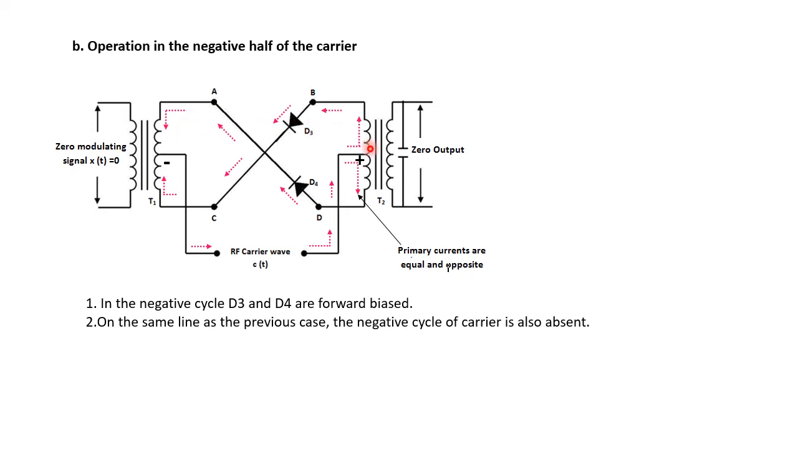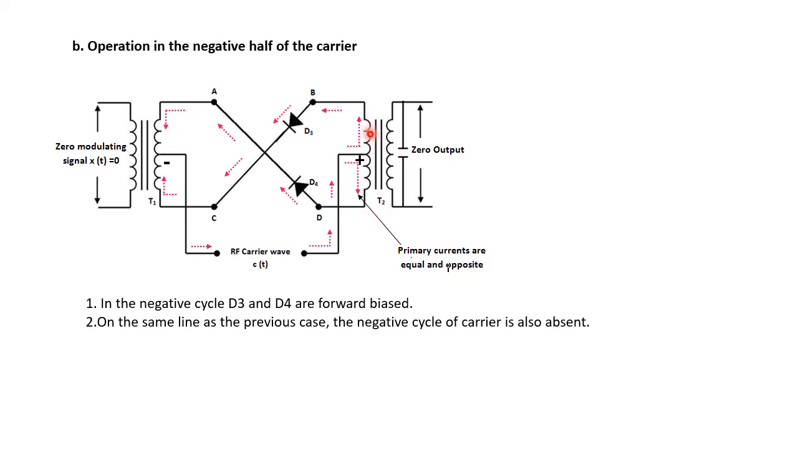So we can say that if we concentrate on the direction of current through the primary of the transformer T2, the current which originated from the diode D3 is moving in the upward direction, and the current which originated from the diode D4 is moving in the downward direction in the primary of the transformer T2.